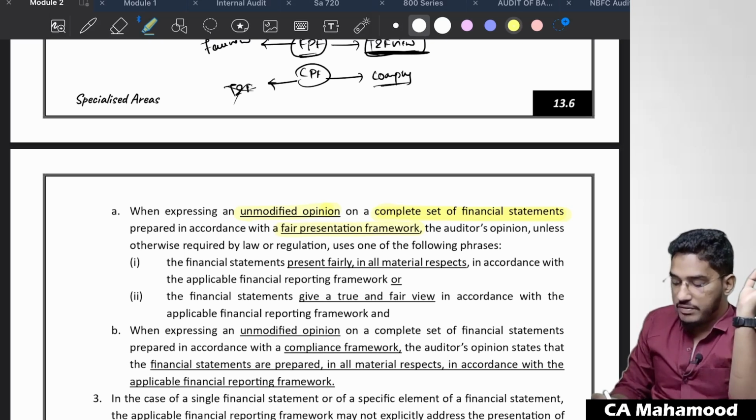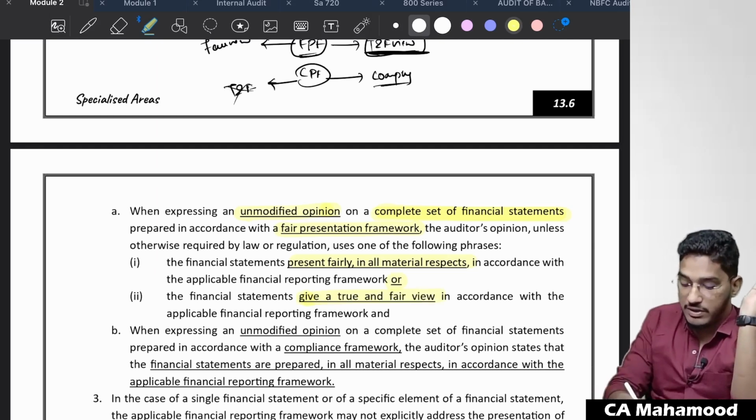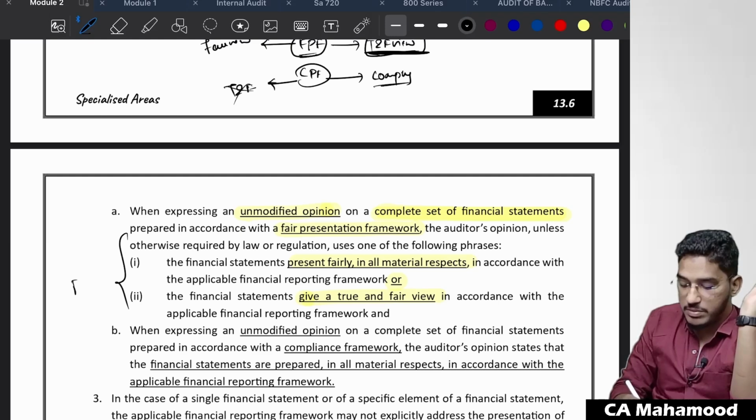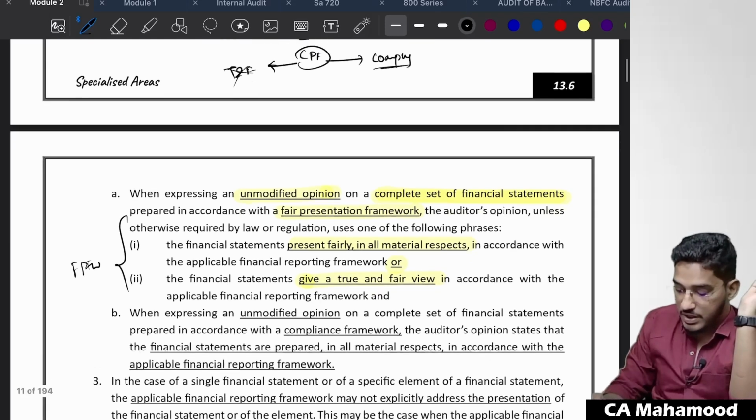What will he say? The financial statements present fairly, in all material respects, in accordance with the applicable financial reporting framework. Or he will say the financial statements give a true and fair view in accordance with the applicable financial reporting framework. He will use this terminology when the financial statements are prepared as per the fair presentation framework.